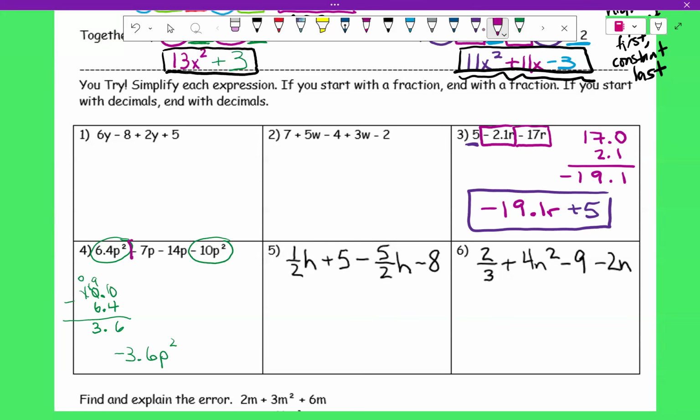And then we have our p terms, where p is to the first power, right? That imaginary one. And these are same sign. So same sign, add and keep the sign. So we're going to add 7 and 14. Keep the sign is going to make it negative. We have -21p. We have no more like terms, so we are in simplest form. You try number 5. See what you remember about those fractions from last chapter. Make sure you fully simplify.